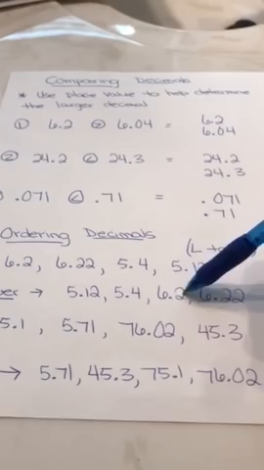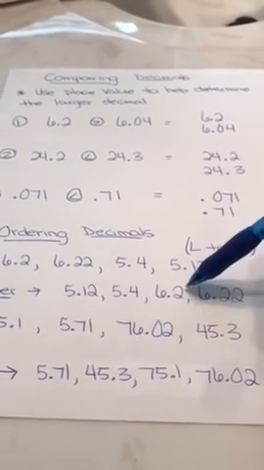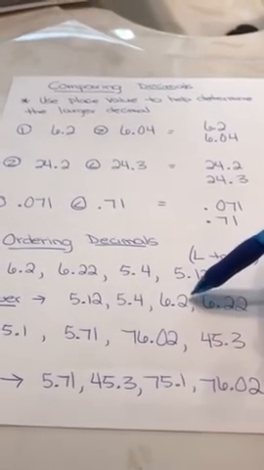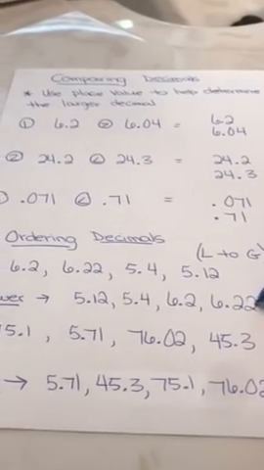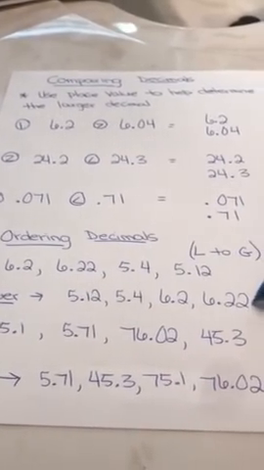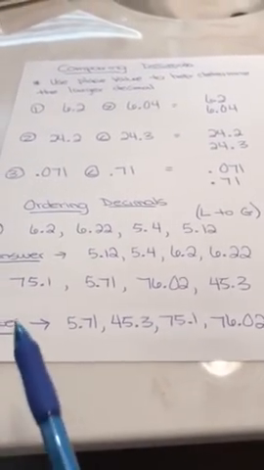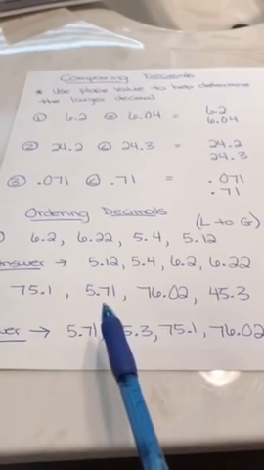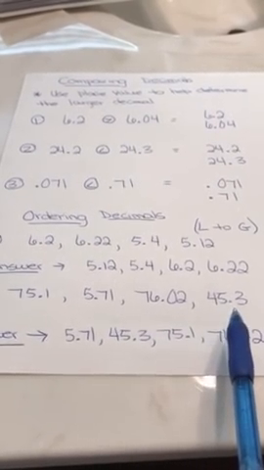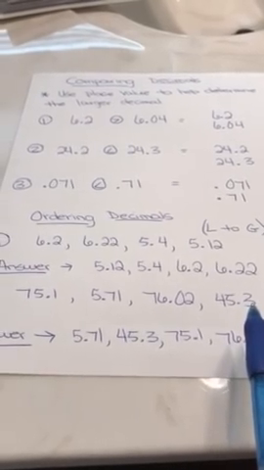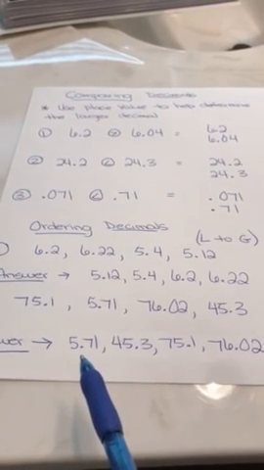Okay, 6 2/10 compared to 6 22/100. Again, if I had a place here in this hundredths place, this would really be a 0, whereas this is a 2. Okay, so when I order it from least to greatest, this would be my order. In this example, same thing. I'm going from least to greatest. 71 1/10, 5 71/100, 76 2/100, 45 3/10. Okay. If I'm doing the smallest, obviously it's 5 71/100.